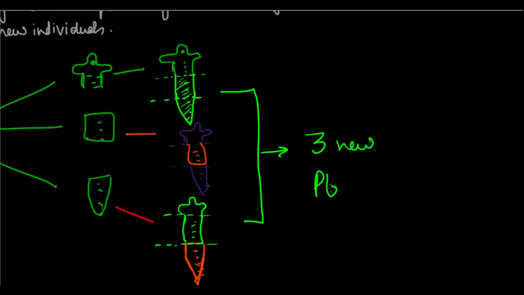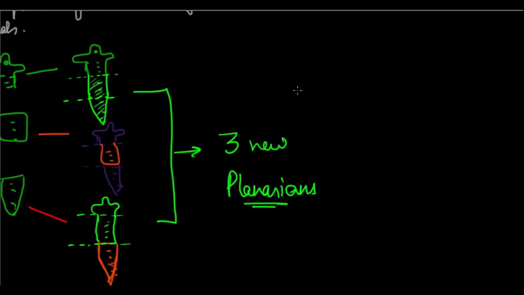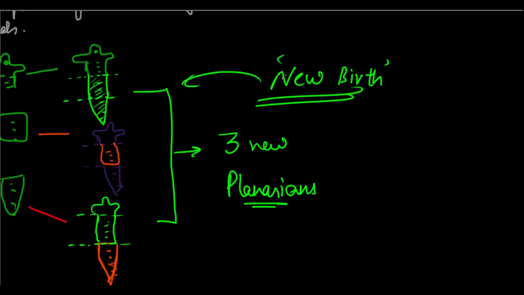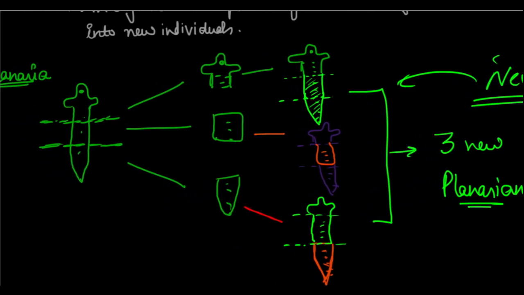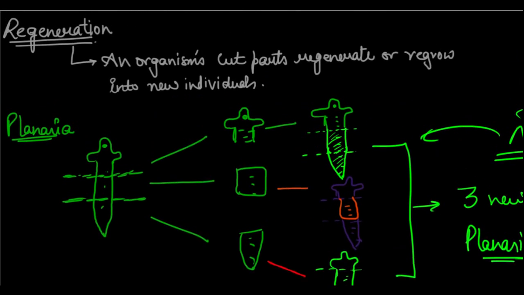So actually, in Indian culture, there's a very famous belief of a new birth. Biologically speaking, this is a form of new birth, right? The planarians die, but they come back alive. So that's what we can call the rebirth of the planaria. And this is an example of regeneration.